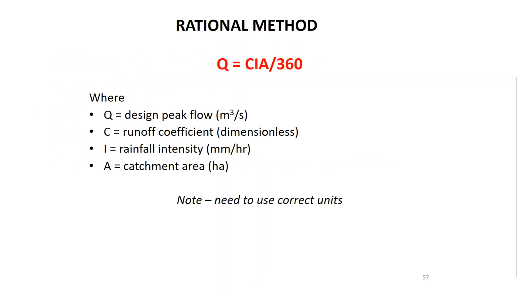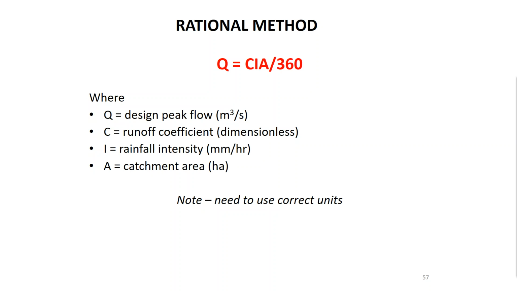So the rational method is Q equals CIA over 360. The Q is the design peak flow in cubic meters per second. That is the flow you need to design your pipes for. It's based on a design storm of a certain size and the maximum amount of water that your stormwater system is going to see when that rainstorm is occurring.